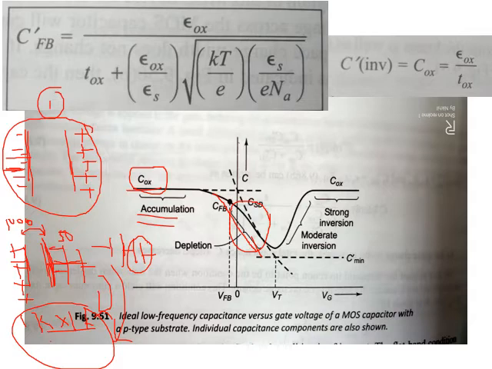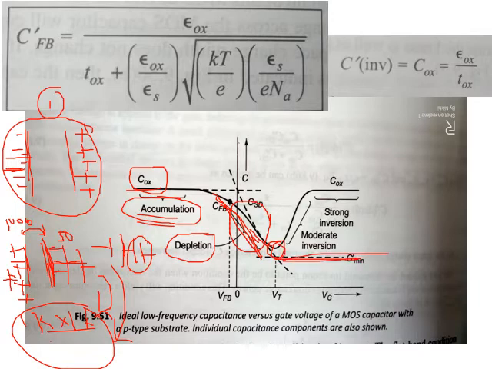Therefore, in the second case, when I give positive potential here, the overall capacitance decreases. So the first one is called accumulation. In the depletion mode, the capacitance is falling down. Correct? It is falling down, right? And this level is the minimum capacitance.